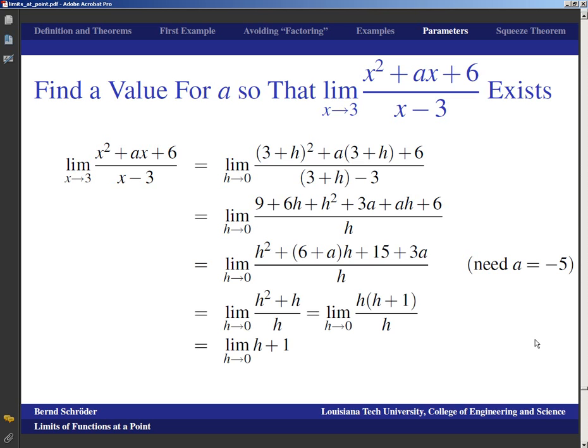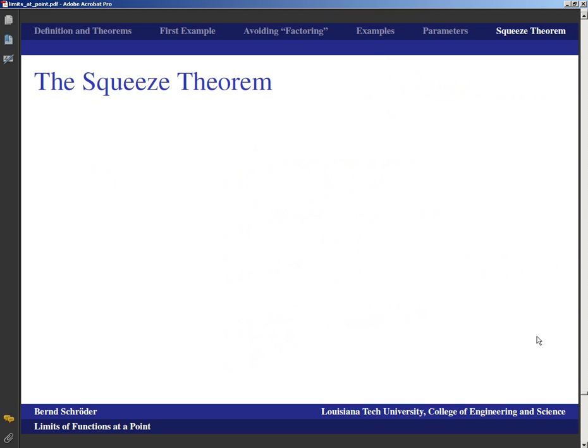Factor out the H in the numerator, cancel it, we get the limit as H goes to 0 of H plus 1, and that's equal to 1. So not only have we found that we need A equals -5, but we have also found that the limit in that case is equal to 1.